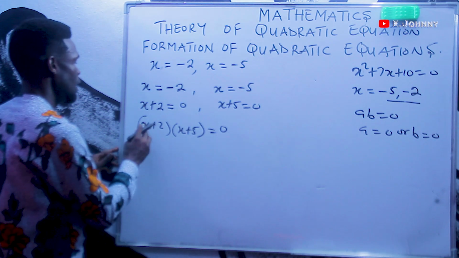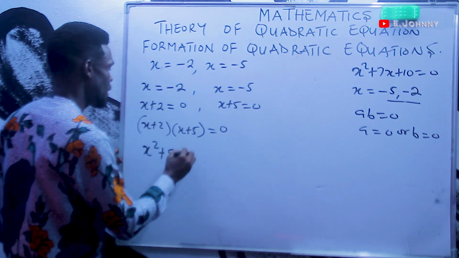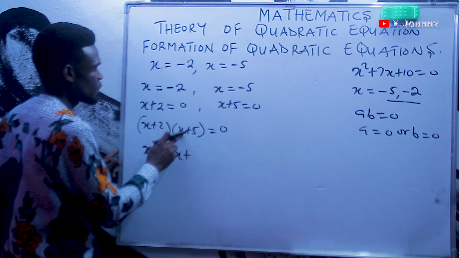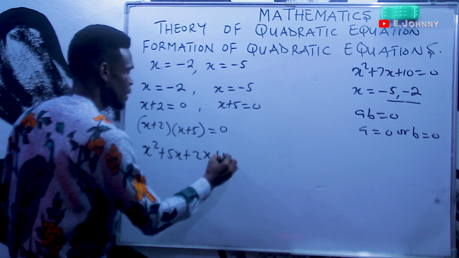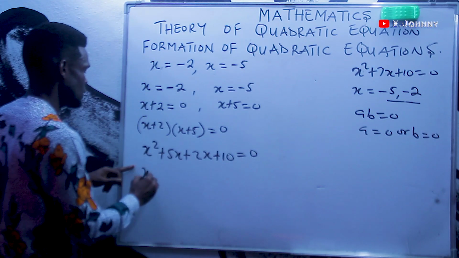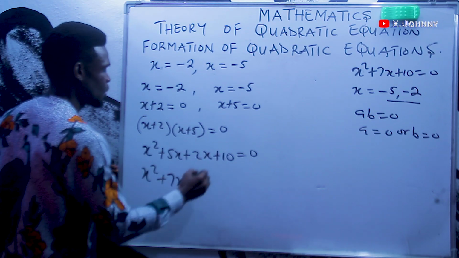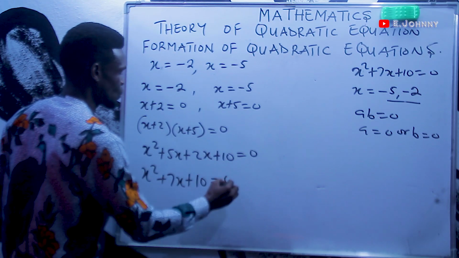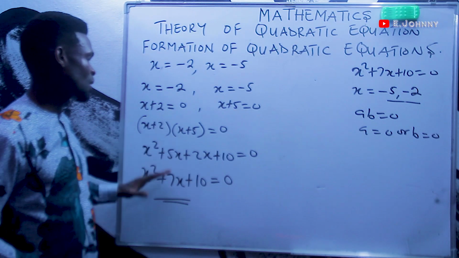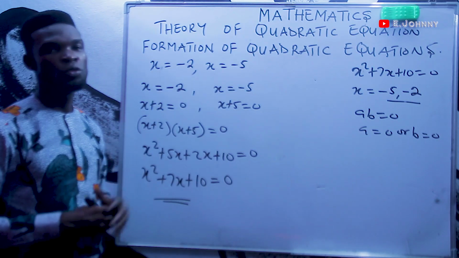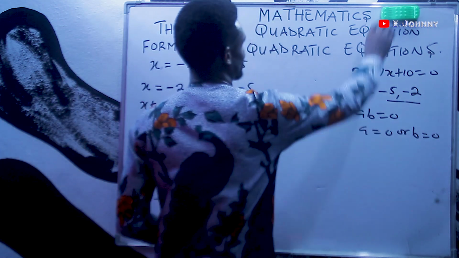Open the brackets. x times x, x squared. x times 5, 5x. 2 times x, 2x. 2 times 5, 10 equals to 0. So this is x squared plus 5x plus 2x is 7x plus 10 equals to 0. And we are done. So that's exactly how to form a quadratic equation from its given roots. Very, very simple.